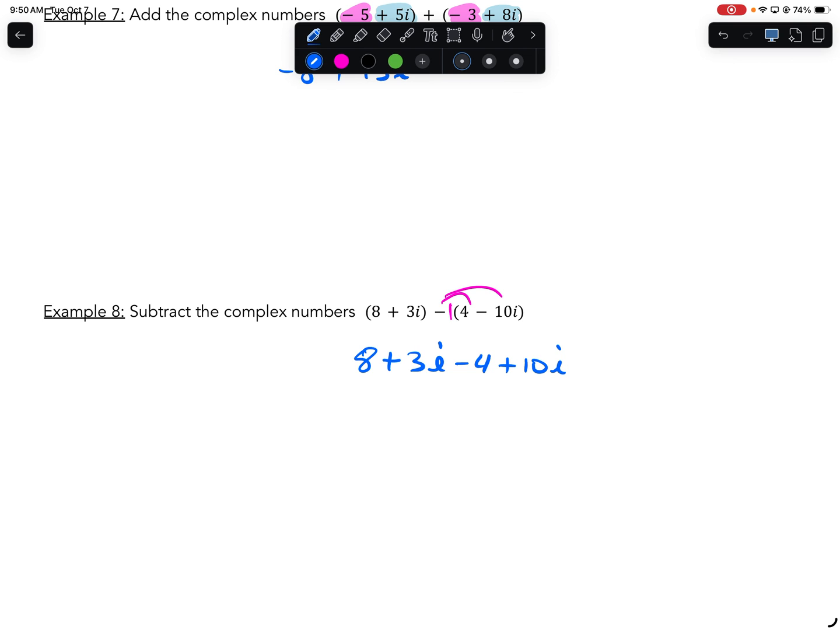I'm going to highlight the real numbers and the imaginary numbers, just like I did last time. So real numbers, I have 8 minus 4. And then the imaginary numbers, I have plus 3i plus 10i. So if I combine the two real numbers, the pink highlight, 8 minus 4 is 4. 3 plus 10 is 13i. Again, I know I'm in the correct form because I have real number first, imaginary number second.